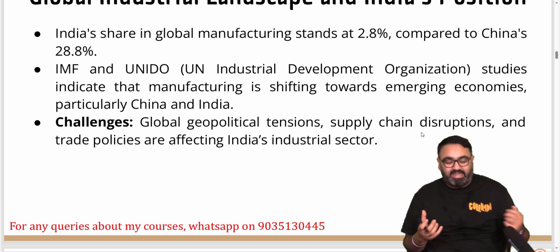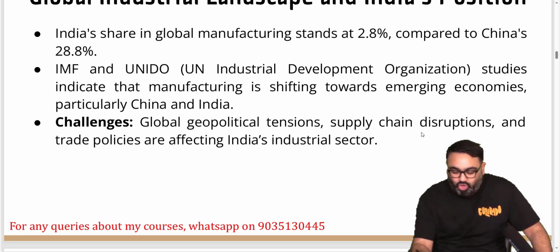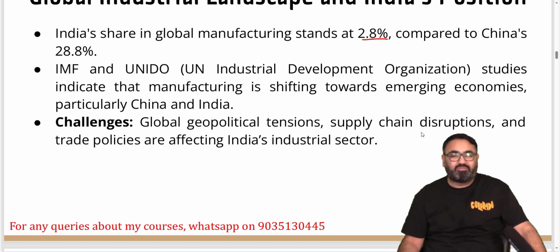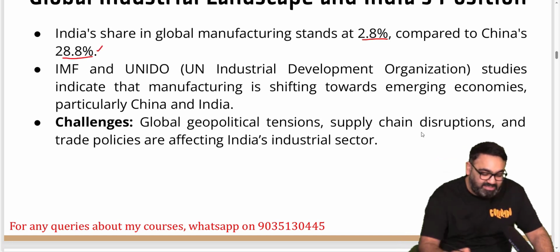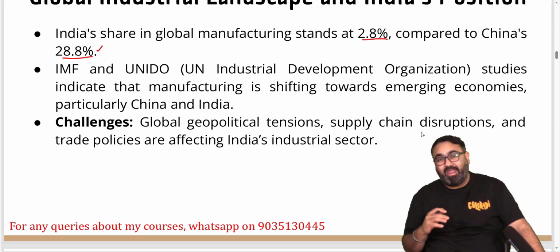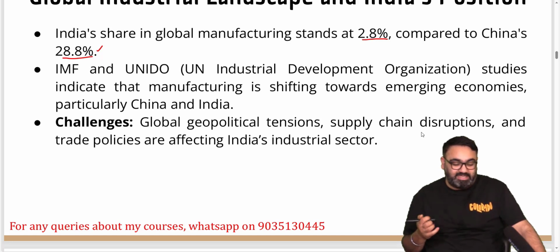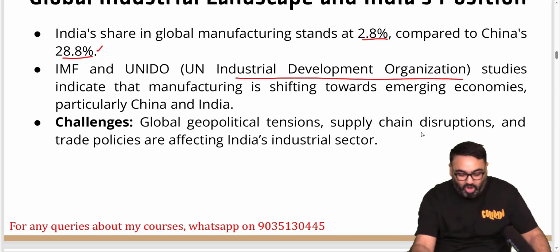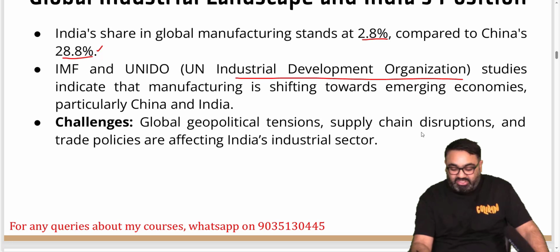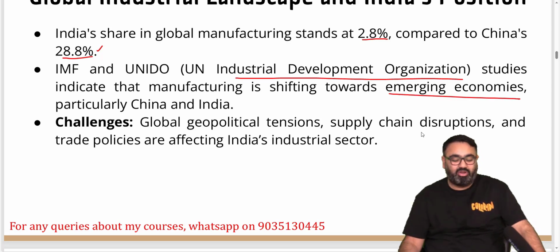The economic survey says that India's share in global manufacturing is about 2.8%. When you compare this with a global powerhouse like China, their share in global manufacturing is 28.8%. Means more than 1 in every 4 things sold around the world are manufactured in China. So if 100 rupees worth of product is sold in the world, 28.8 rupees of that is made in China, which is a humongous contribution. Agencies such as the IMF and UN Industrial Development Organization say that manufacturing is shifting towards emerging economies now, particularly China and India.